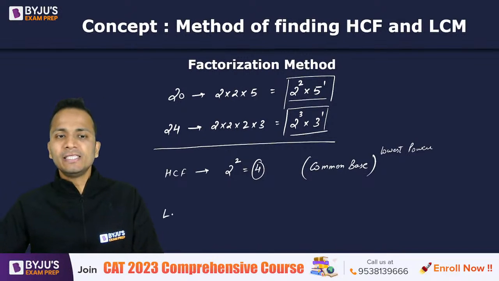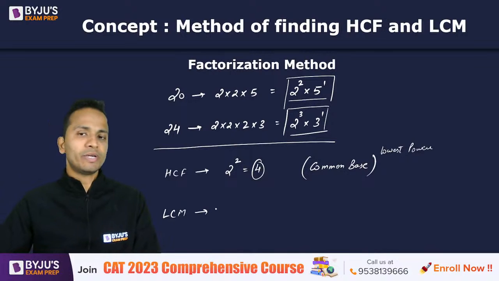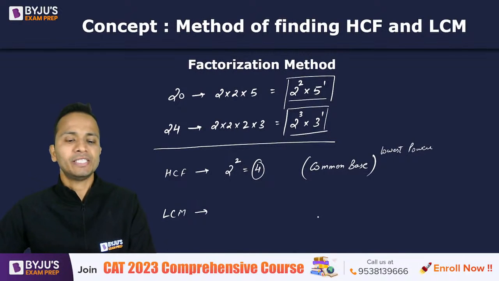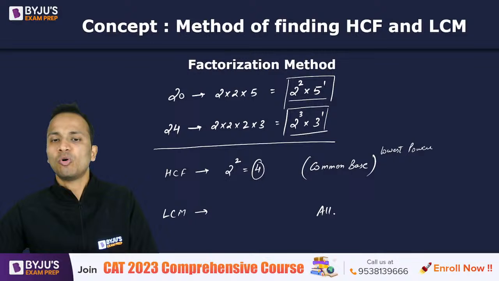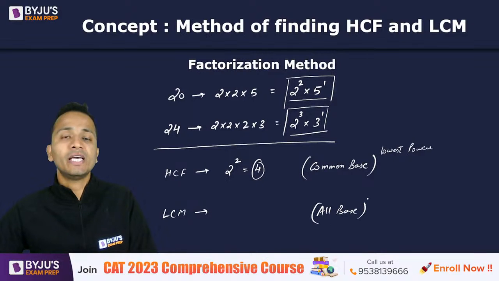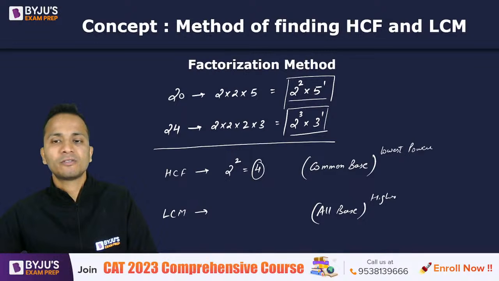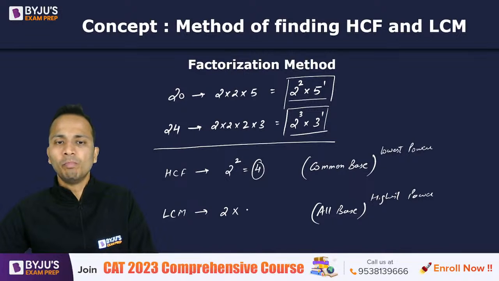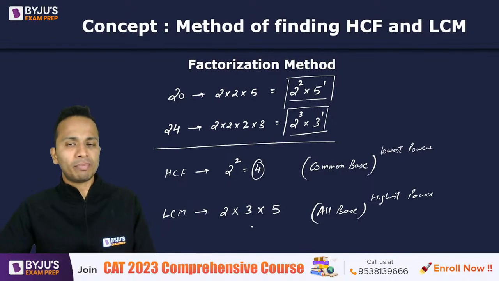Now similarly, for these two numbers, how to find out LCM? For LCM, we will consider all the bases which are present in these two numbers, with their highest powers. So you have to consider the highest power and consider all the bases. In the first number the bases are 2 and 5. In the second number the bases are 2 and 3. I'll not repeat the bases, I'll write them only once. So I'll write all the bases: 2 multiplied by 3 multiplied by 5.